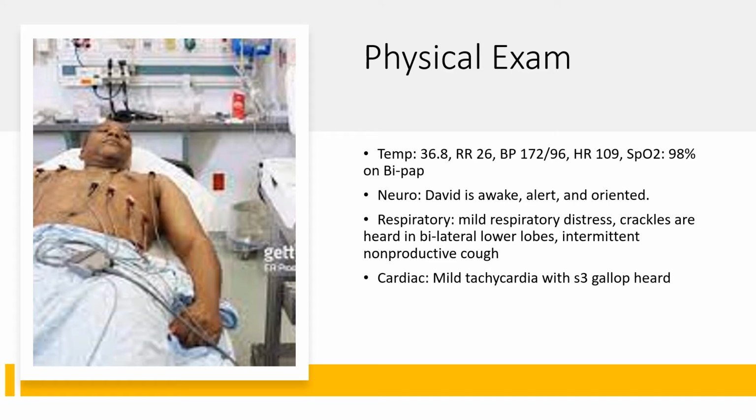David was given 60 milligrams of Lasix. His breathing did get better, and he did have a good response with urine output to that. So at this time, David is showing some improvement in his symptoms.